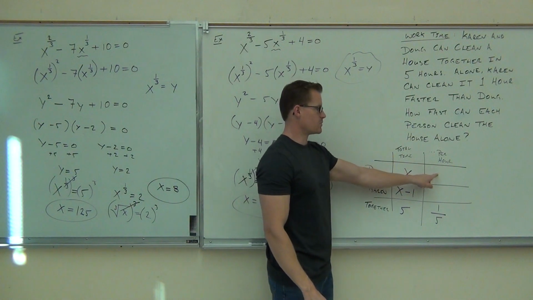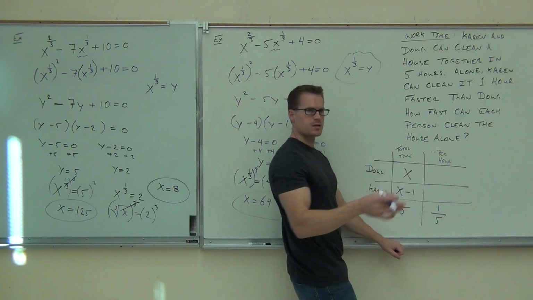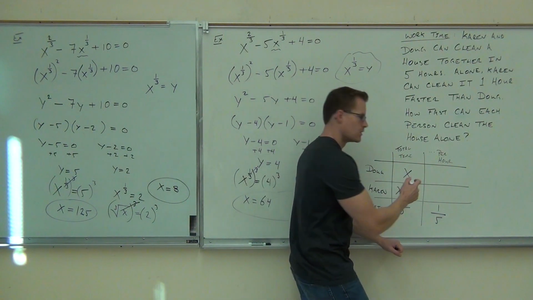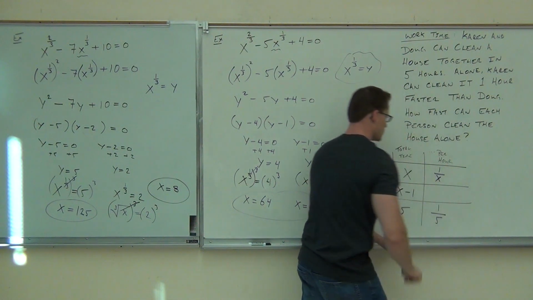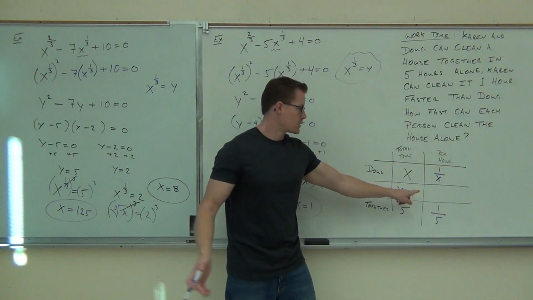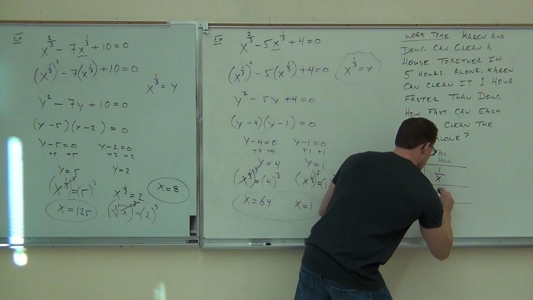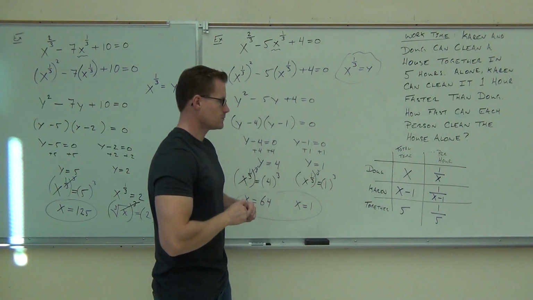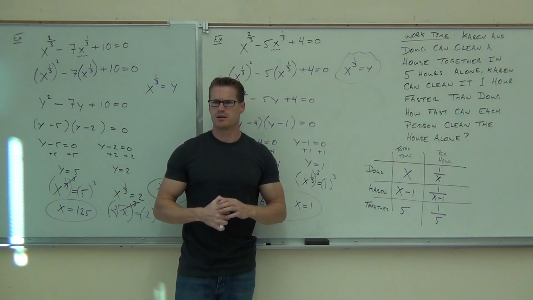So what's this going to be? Not 1x, that would be the same thing. 1 over x. Sure. 5, 1 over 5. X, 1 over x. Same idea. What's this one going to be? 1 over x. Give me a head nod if you're okay with that.